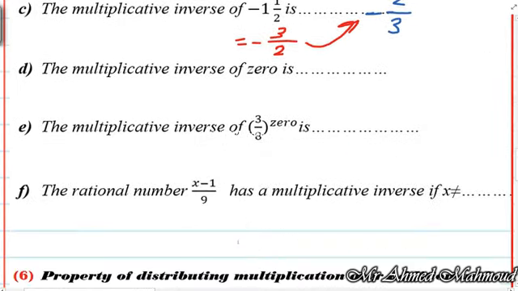Next, D, the multiplicative inverse of 0. Here we have 0 over 1. To switch 0 over 1, it will be 1 over 0. And we explained before that 1 over 0 is meaningless.